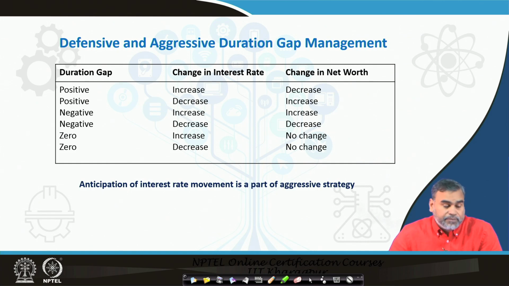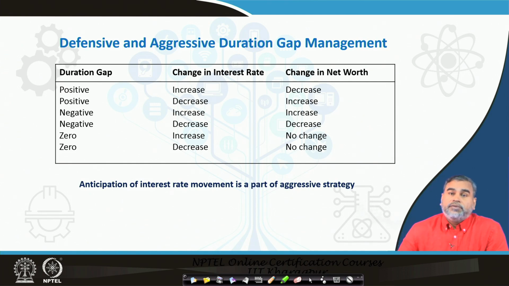And how the duration gap can be made positive or negative, we already know: we can reduce or increase the maturity period of the different types of assets and liabilities that the commercial banks are holding. So, this is the strategy we follow whenever the duration gap and net worth relationship is established, to minimize the interest rate risk in the market, or if there is a change in the interest rate, to immunize ourselves against the fluctuations of the total net worth of the banks.